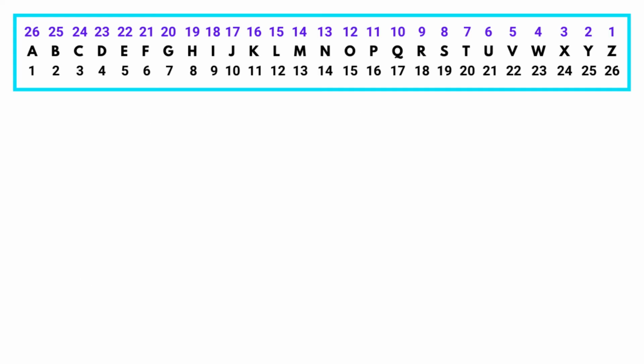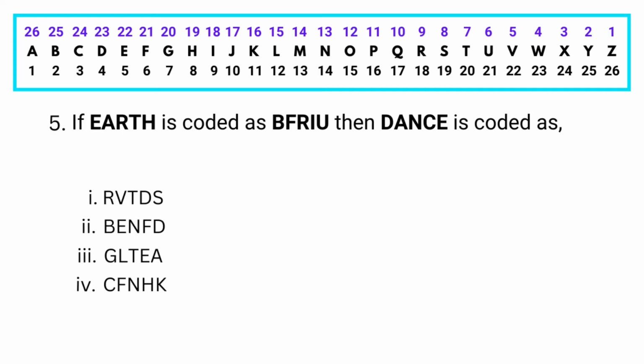Moving to the next problem. If Earth is coded as BFRIU, then dance is coded as. So here we have 5 letters and here we have 5 letters, and that's good. Now we write these words like this and let's try to find the pattern.